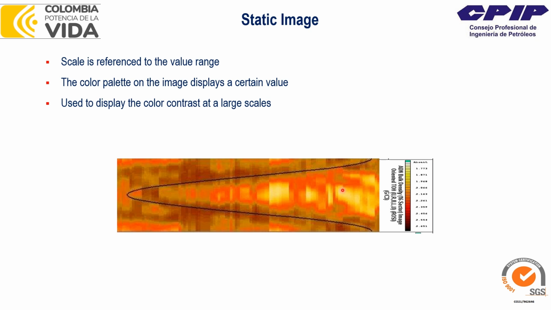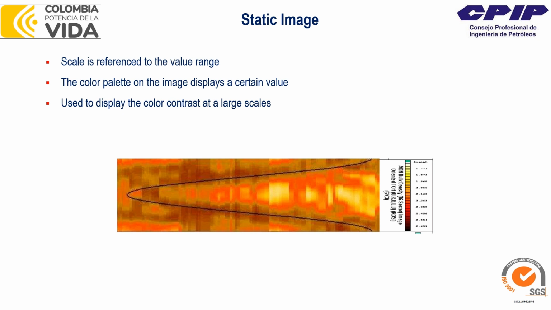There are two types of scales of the image. One is static, when the colors are fixed. For example, the darkest color is this number of resistivity, and the brightest color is that number of resistivity, and it won't change during the image. So it's static for the entire well, I would say, or for the entire log.